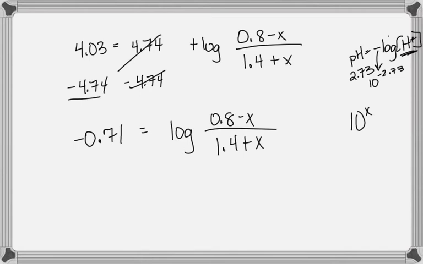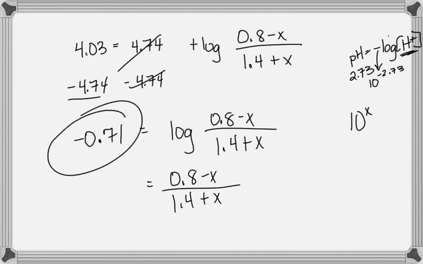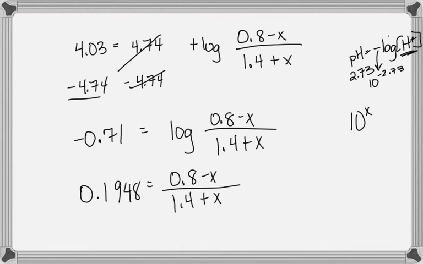So we're going to take the inverse log of both sides. When we take the inverse log of this side, that gets rid of the log, leaving 0.8 minus x divided by 1.4 plus x. When we take the inverse log of this side, that is 10 raised to the negative 0.71. Again, it's a negative because the negative's there. Typically, when you're taking an inverse log, you don't necessarily have a negative. Okay. When I do that, I get 0.19498, etc. Okay, now from here, it's algebra, right?